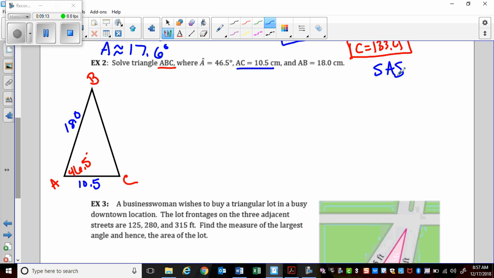So first, we can use the law of cosines to find little a. And then that way we can use the law of sines. We need the angle and then the opposite side in order to write my ratio. So let's find little a. I know that the formula is a squared equals b squared plus c squared minus 2bc cosine of A.